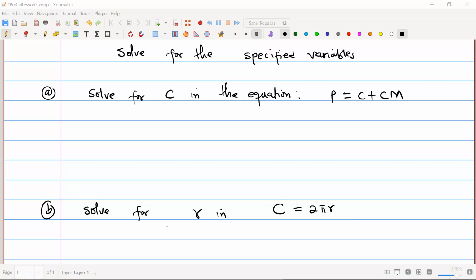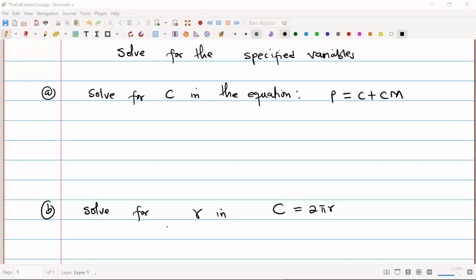So this is precalculus, and in this lesson, what we're going to do is solve for a particular variable given in an equation. In some other words, somebody can say changing the subject of a given equation to the specified variable. Okay, so let's start with the first one.